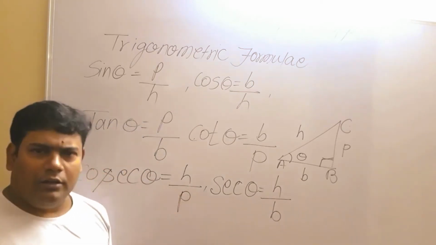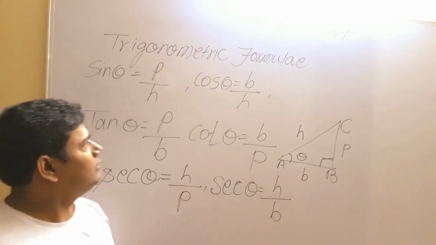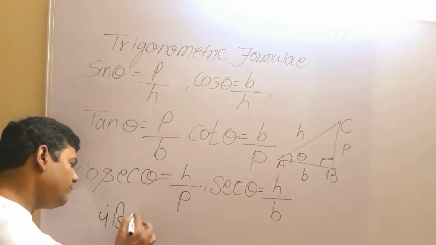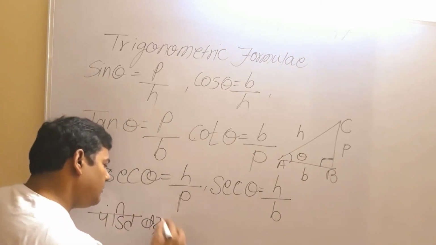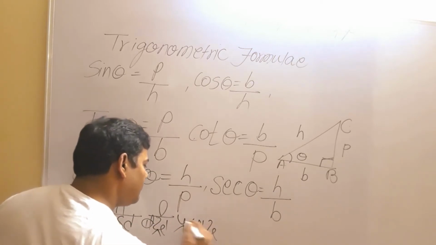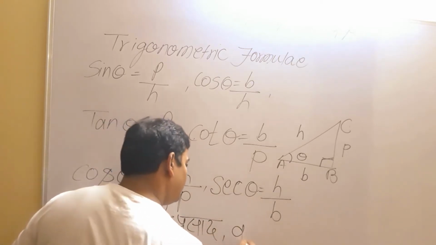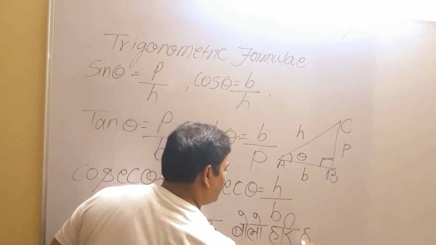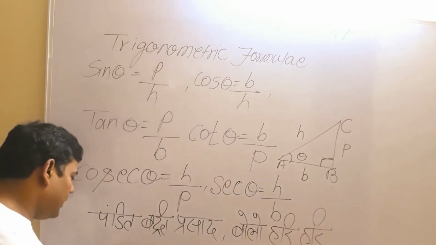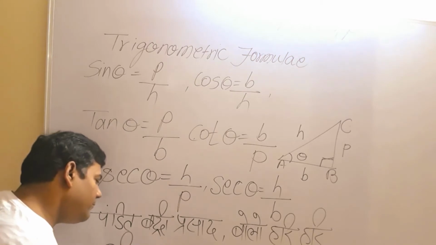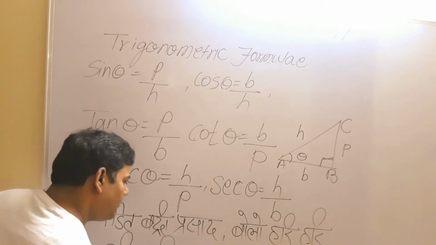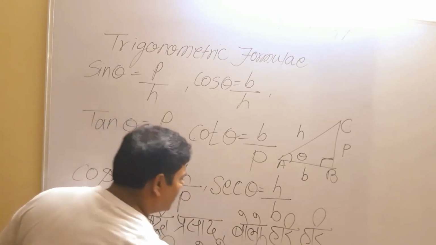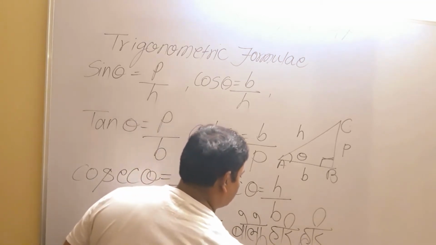Now we take one trick to memorize all these 6 ratios, that is Pandit, Badri, Prasad, Bolo, Hari Hari, Hari Hari Bolo, Pandit Badri Prasad.